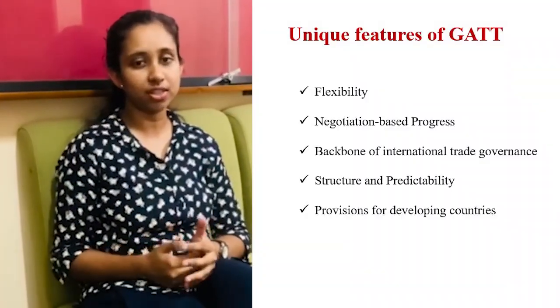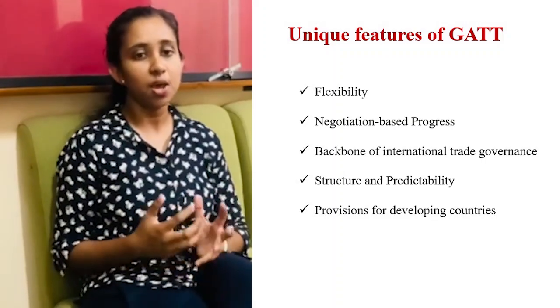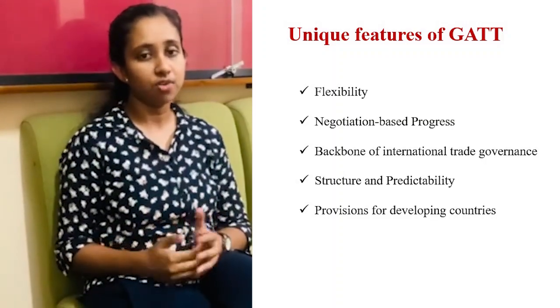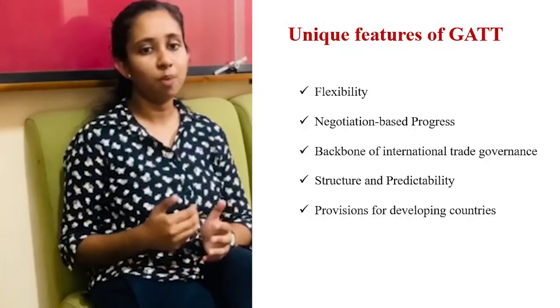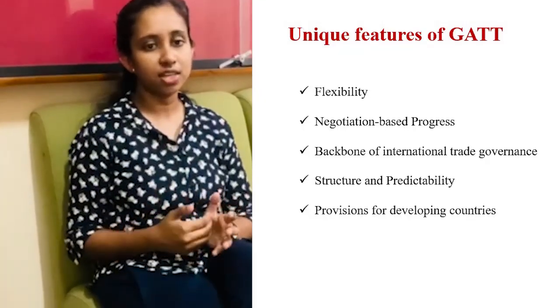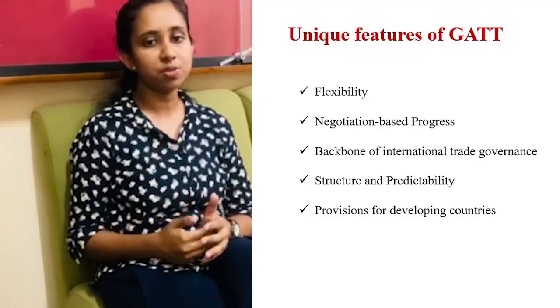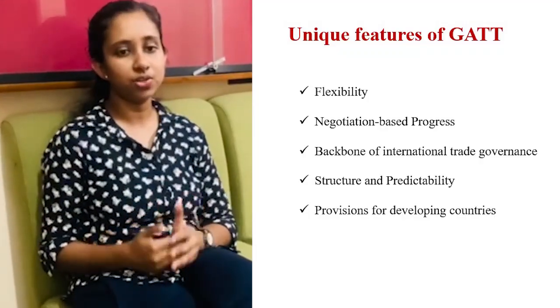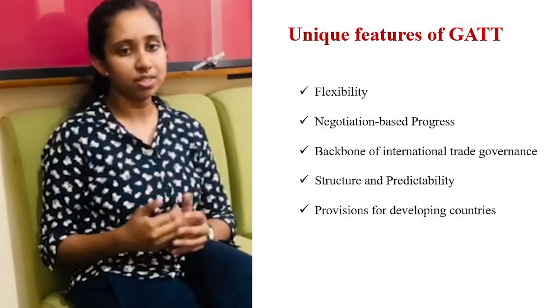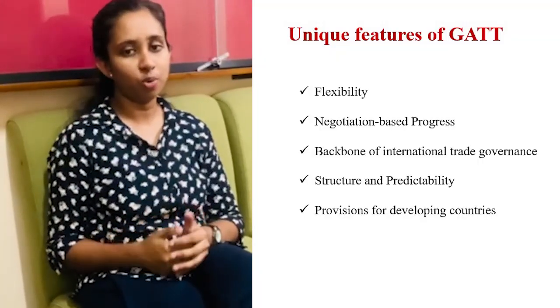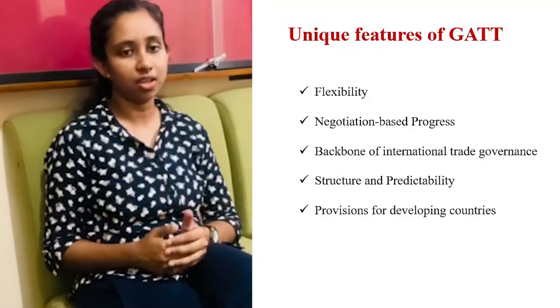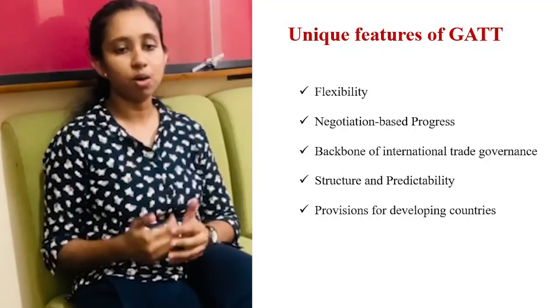First one is flexibility. While GATT aims to liberalize trade, it isn't rigid. It recognizes that countries may sometimes need to restrict trade, for example, to protect public health, the environment, or uphold moral standards. Second, GATT grew through negotiation-based progress. Through multiple rounds, trade rules didn't stay static. They evolved, adapting to new global challenges and preparing the way for the formation of the WTO.